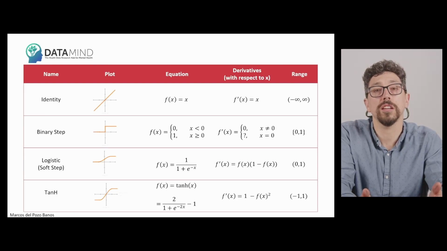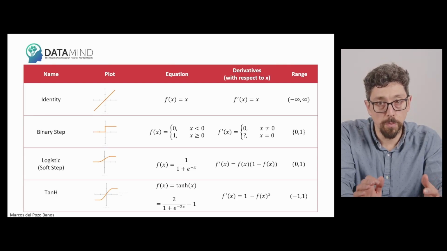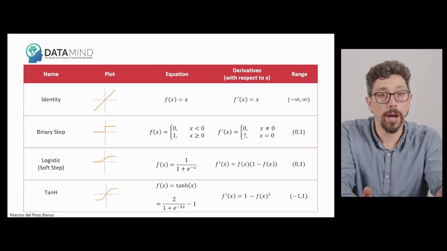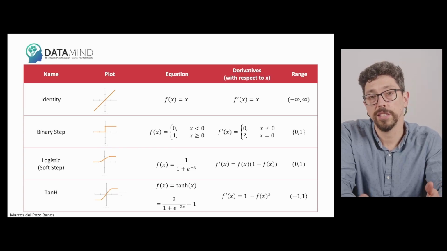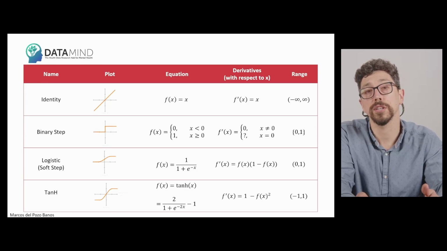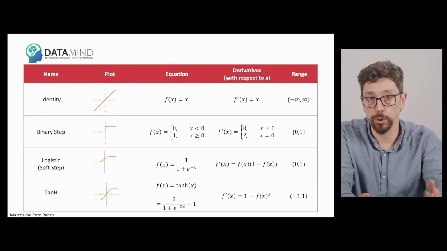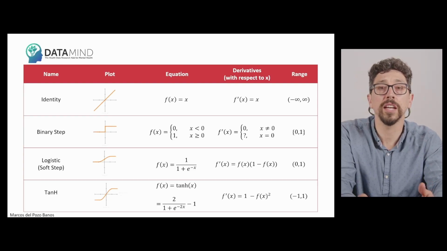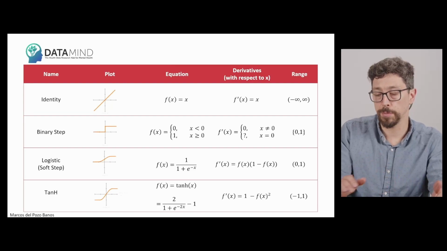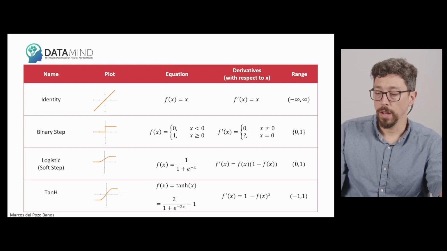And then the logistic function is a smooth function between 0 and 1. So the interesting thing about the logistic is that the output that it produces is very similar to a probability, and therefore it's easy to interpret intuitively. And then the hyperbolic tangent, that is similar to the logistic, but that ranges between -1 and 1.